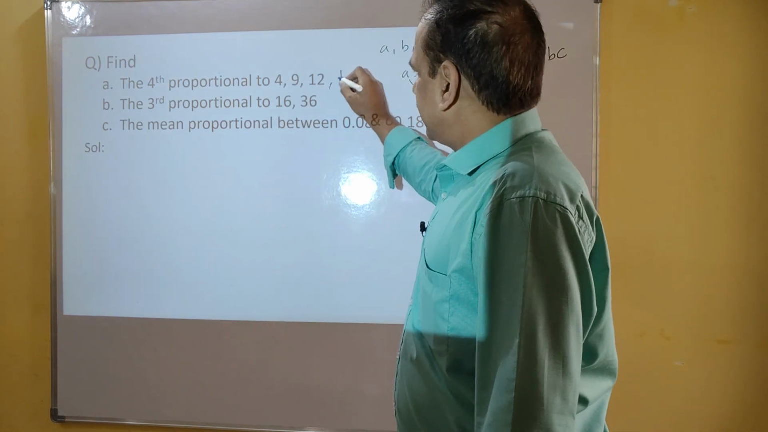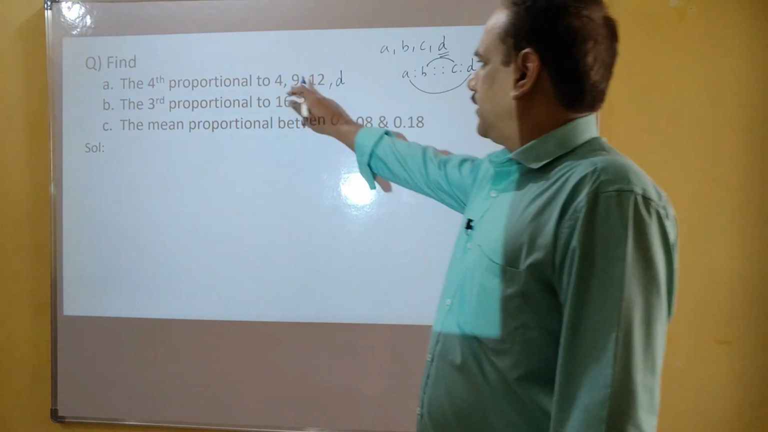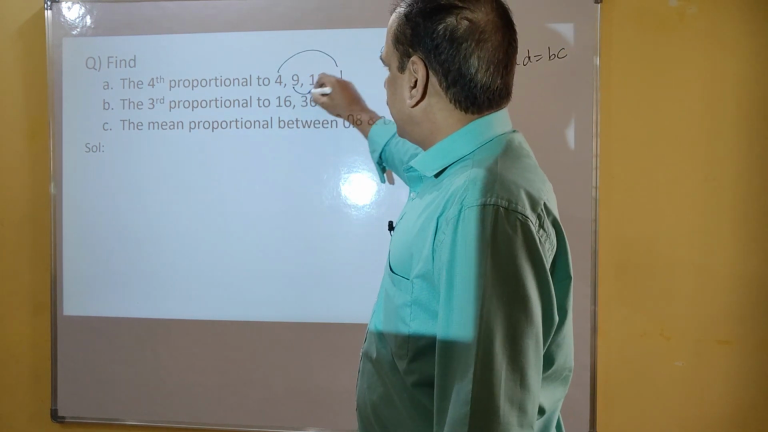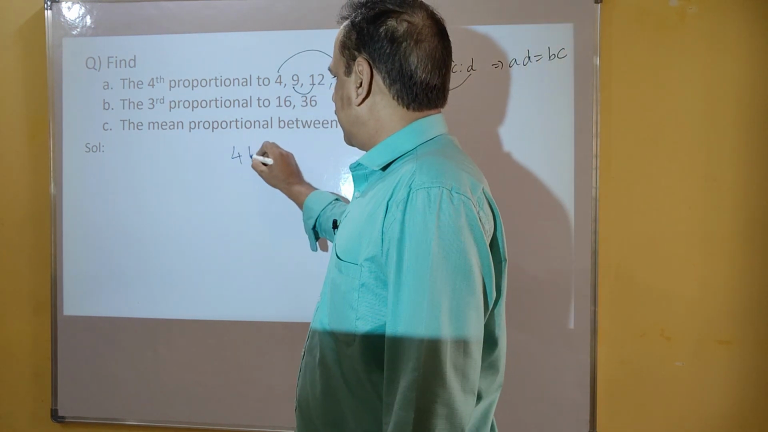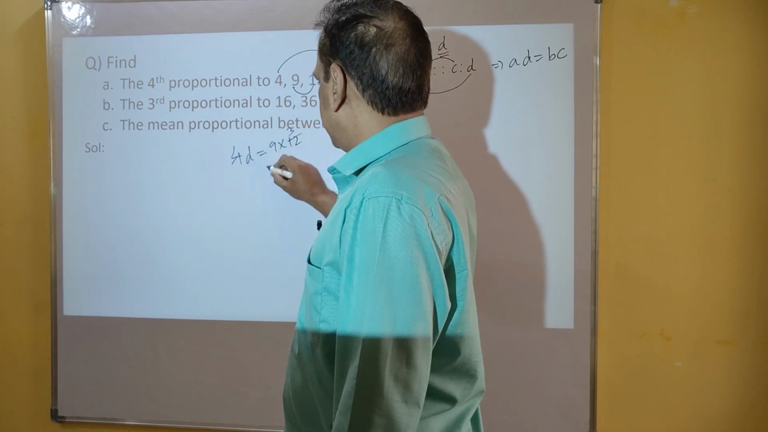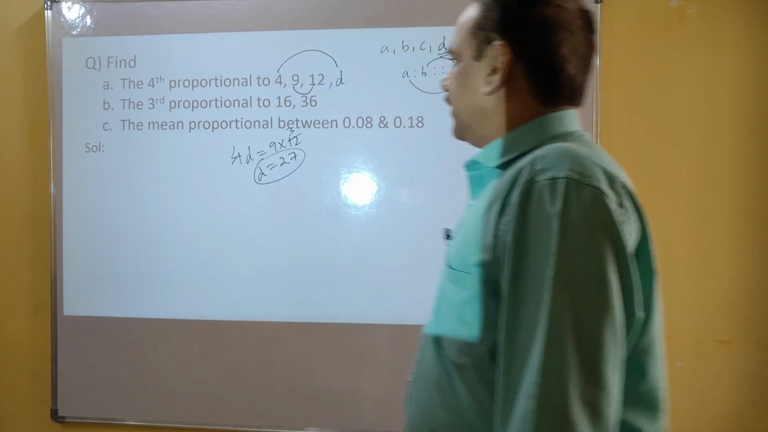Now let us take the fourth number be D, that is fourth proportional to the three numbers 4, 9, 12. Then 4 into D equal to 9 into 12. Then it is 27. So the fourth proportional is 27.